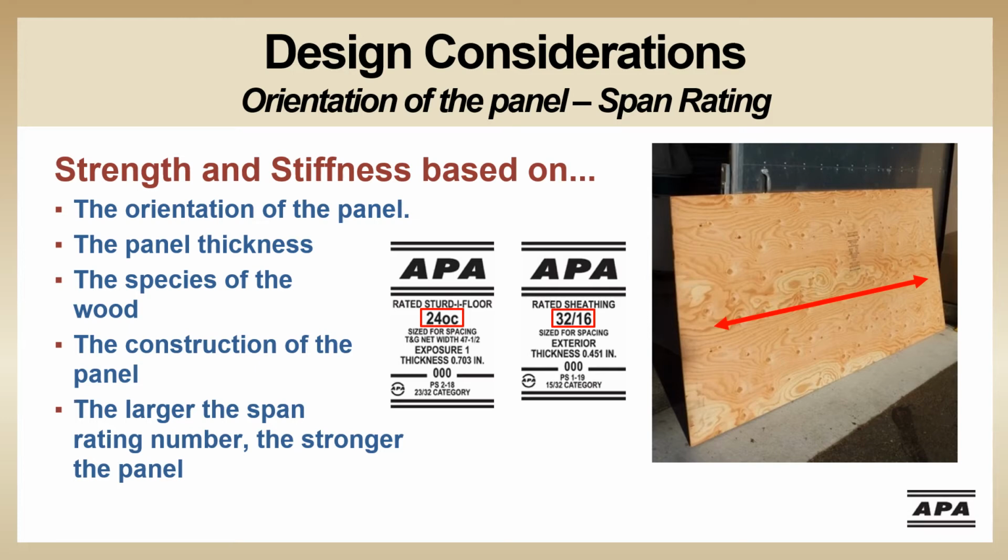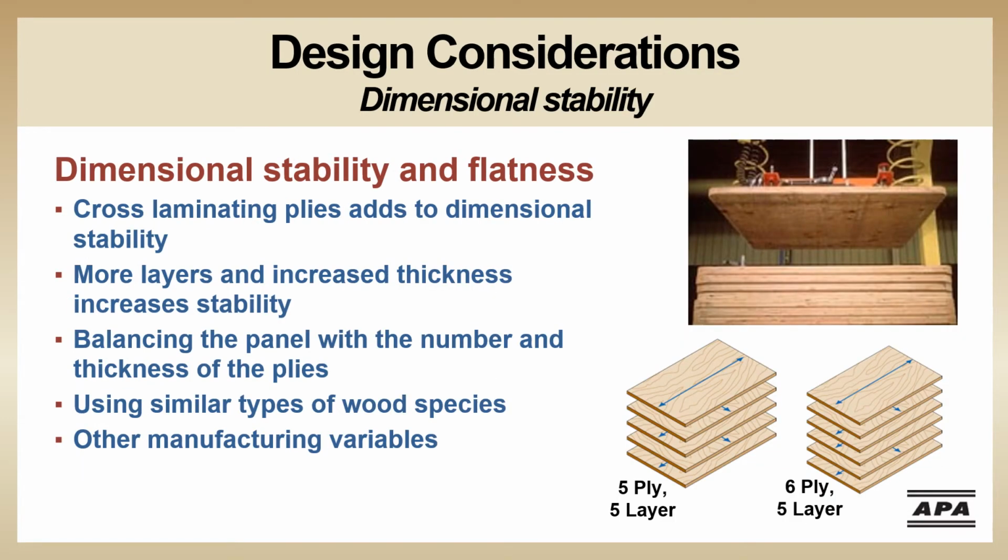In some applications, such as with a captive pallet in high-density storage uses, it's important that the panels stay flat, even if not fastened to supports. While composite panels made from layers of plies or strands are generally more stable than solid wood, cross-laminating the plies enhances the dimensional stability. The more layers or plies and the thicker the panel, the more stable it is. Balancing the panel also contributes to the stability.